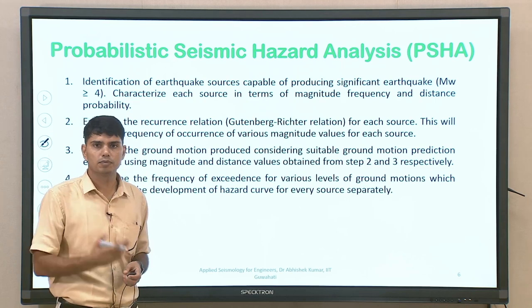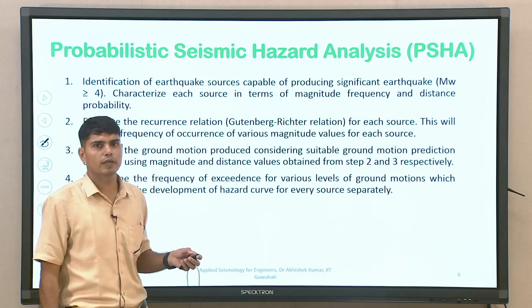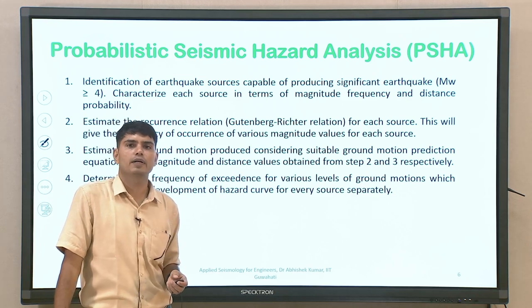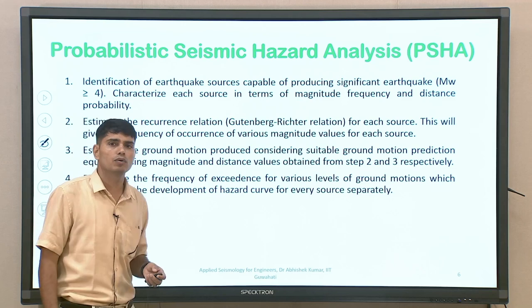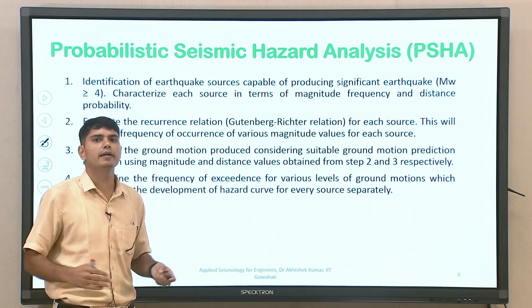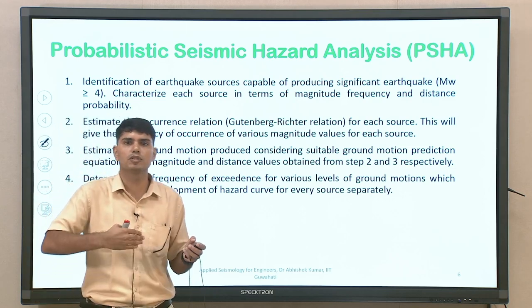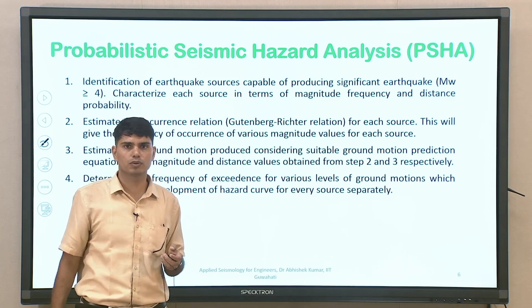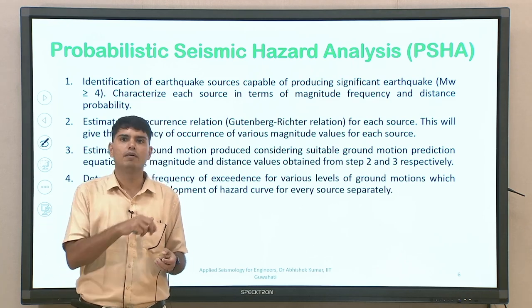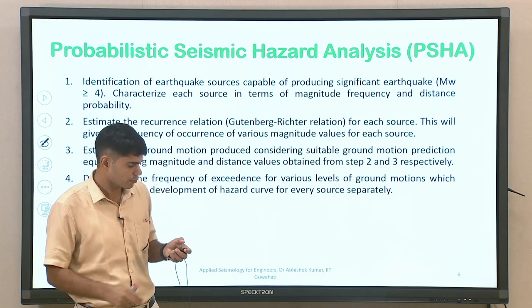taking into account the seismic activity of that particular source, or if the number of earthquakes is not significant to find out the seismic activity of a particular source, we will take into account the seismic activity of a region, and based on that, based on the principle of superposition, we will try to find out what should be the seismic activity of individual sources, taking into account that the overall seismic activity within the region should be maintained.